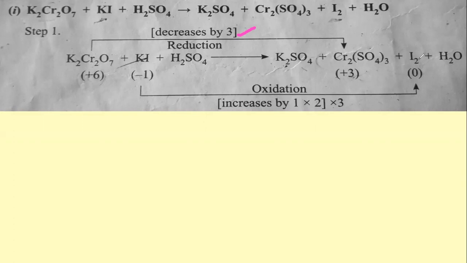Here you see 2 moles of iodine, but on this side we have only 1 iodine. So what we are doing is multiplying this 1 by 2, so we get 1 into 2, 2, right? And here their oxidation number will increase by 1 unit. So now we'll move on to the next step.